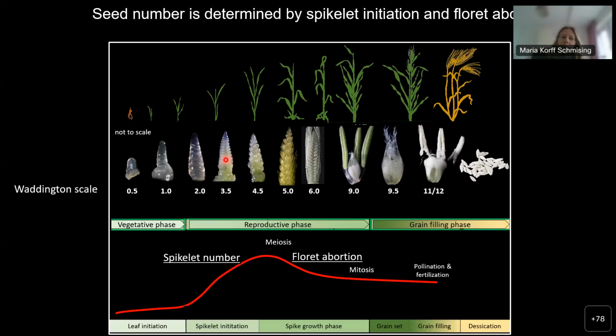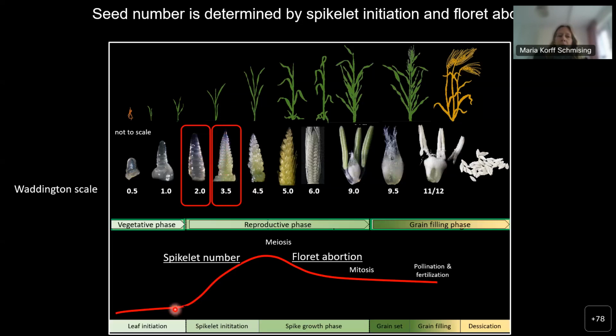And there are two, for us, interesting stages. So this is the Waddington stage 2, which really marks the induction of spikelet primordia. So this is what we call the double ridge stage, when we say there is a reproductive inflorescence that is formed, spikelet induction starts. And then the stage 3.5, which is the anther primordium stage, when floral development really kicks off and the meristem starts growing upwards in the stem. So that is coinciding more or less with stem elongation.